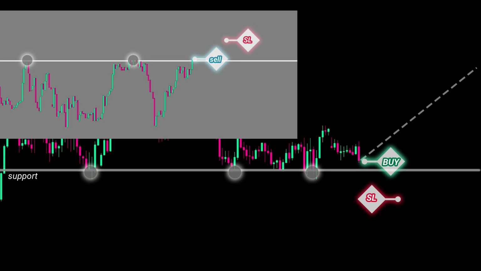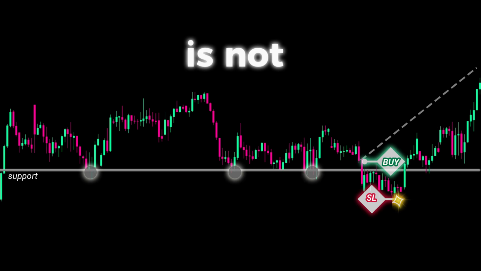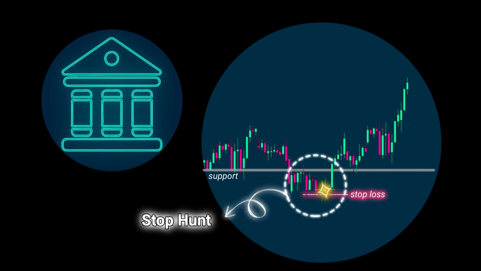But then something happens. The price first hits your stop loss, and only after that it reverses and continues in the direction you expected. This is not luck. Big institutions, the ones with large amounts of money, push the price to trigger those stop losses. They create pressure, the stop gets hit, and then the price goes back in the original direction. This trick is called a stop hunt.